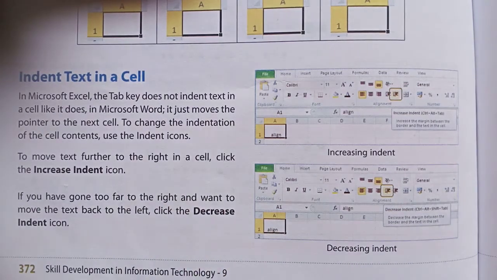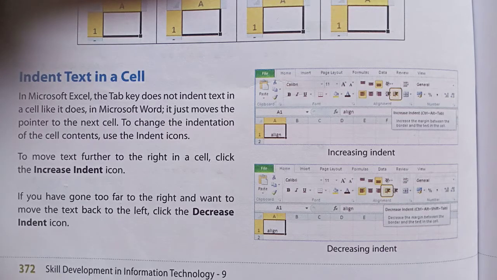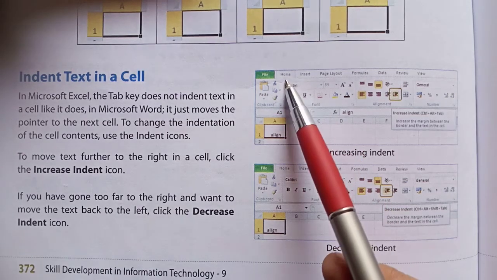Indentation was done in Word also, but in Word the indentation can be done using the tab key. But here in Excel, the tab key can't be used for indentation. If you press the tab key, it will move your cell pointer to the next cell. So for indentation, we are going to make use of the indent buttons, which are given again in the same Home group.